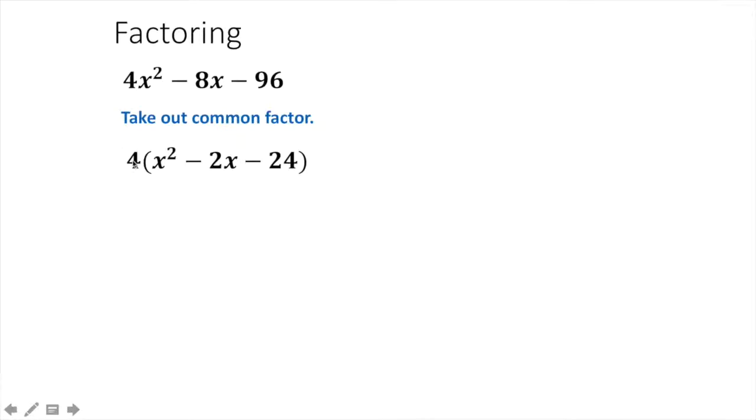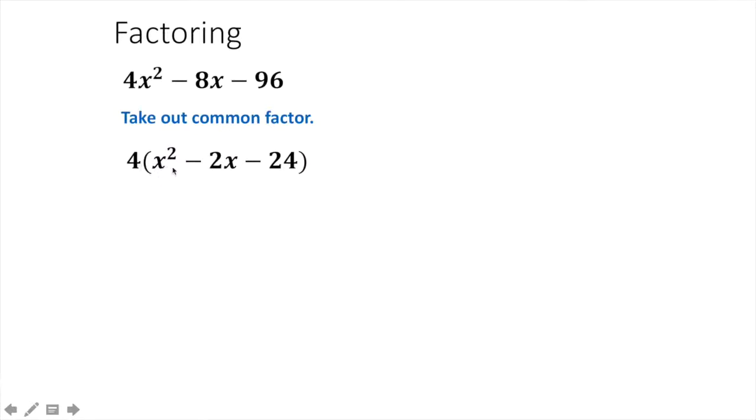So I've got the 4 on the outside, and we know it'll be the same because I can always distribute this 4 back in. 4 times x squared gives me 4x squared. 4 times negative 2x gives me negative 8x. And then 4 times negative 24 would give me negative 96. So these two are equivalent values. But when we're factoring, it's going to make it a lot easier if we can just take out these common factors first. So I took that out.